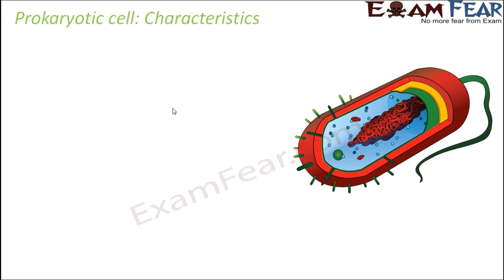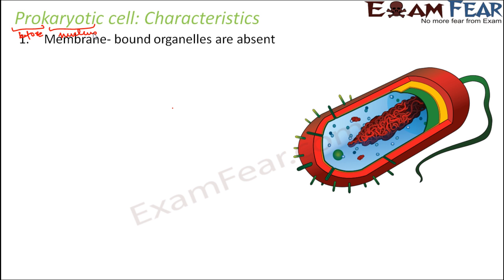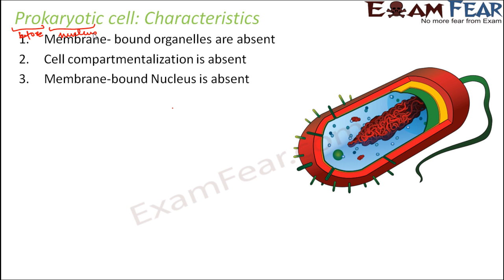So first we will look at the characteristics of a prokaryotic cell. As the name says, pro means before, karyon means nucleus. So this was the cell which existed before the nucleus, the cell without any nucleus. Membrane bound organelles are absent here. You do not see any mitochondria, Golgi body or lysosomes. Cell compartmentalization is completely absent, so the cell is not divided into compartments. Everything is scattered inside the cytoplasm.